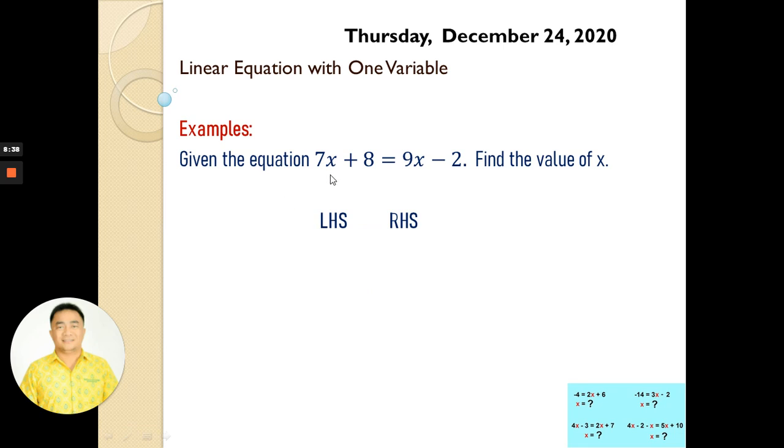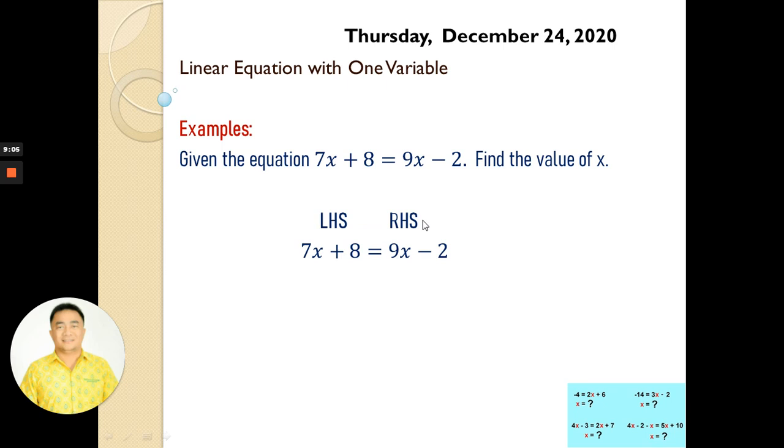You have here given the equation 7x plus 8 is equal to 9x minus 2. So we have here a linear equation with one variable, and we're going to find the value of x. What is the value of x here? This expression must be equal to this expression, so the left hand side will be equal to the right hand side as we said here. So you write there the equation.